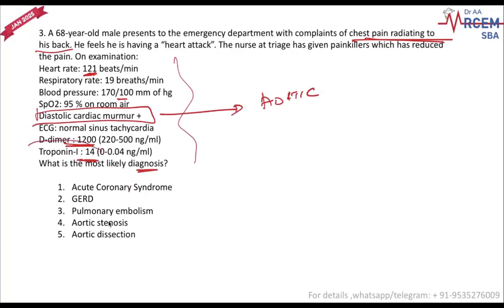Remember that troponin can be high in aortic dissection. Do not get confused with a myocardial infarction. With D-dimer being high, with an aortic murmur presenting, with classical chest pain, it is an aortic dissection unless and until proven otherwise. So the answer is 5.